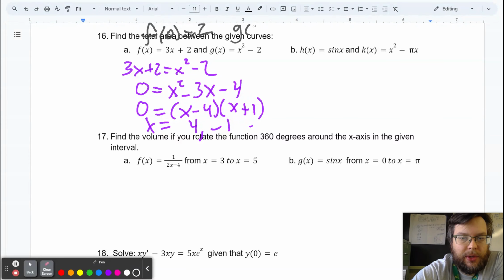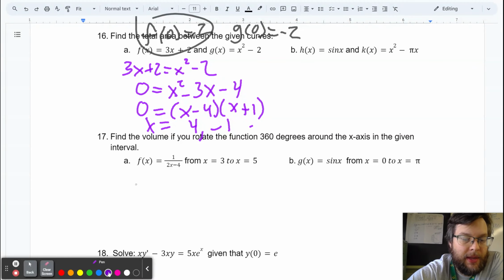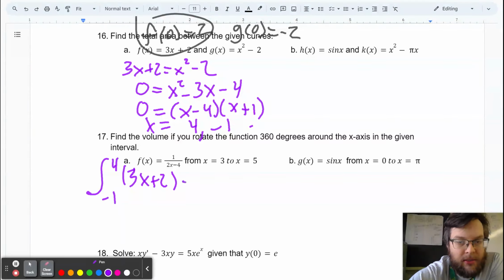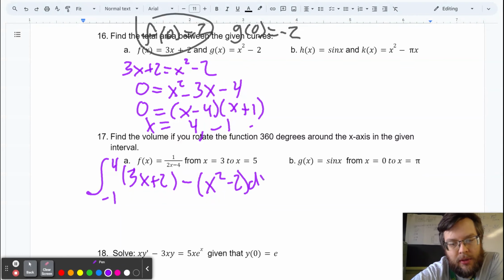f of 0 is equal to 2, and g of 0 is equal to negative 2. So I know f is on top. So when I set up my integral, I can do the integral from negative 1 to 4. f of x is on top because it has a positive y-intercept, and g of x is on bottom because it has a negative y-intercept.